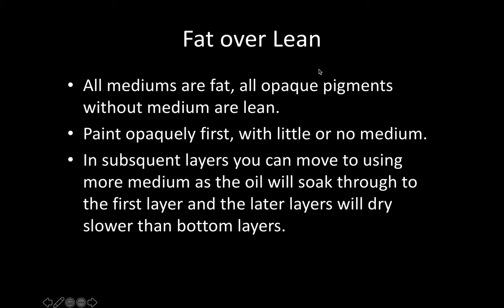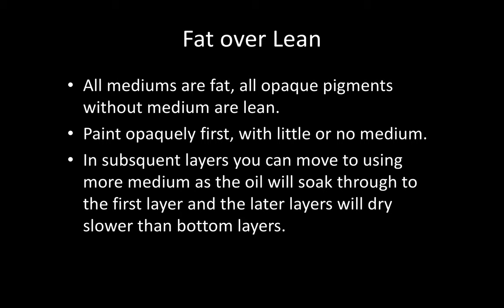The reason we want to remember this rule is archivally, it makes a big difference. If you have lean pigments underneath, they dry more quickly, and they dry before the fat layers on top of them dry, and this makes the fat layers adhere a little bit better to them. It also means that the fat layers, as they dry more slowly, it's not a problem. The problem is that if you do it the other way around, if you do lean over fat, the lean paint on the top layer will dry quickly, and yet the fat layer underneath will not be dry yet.